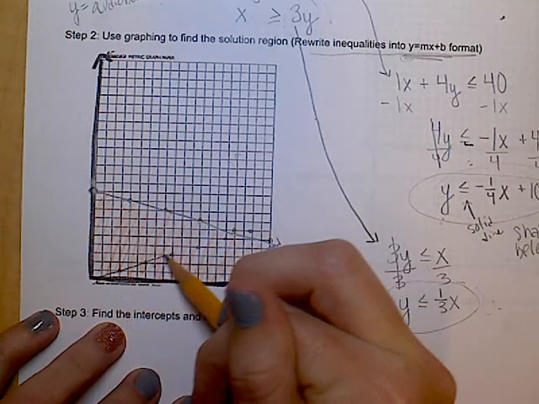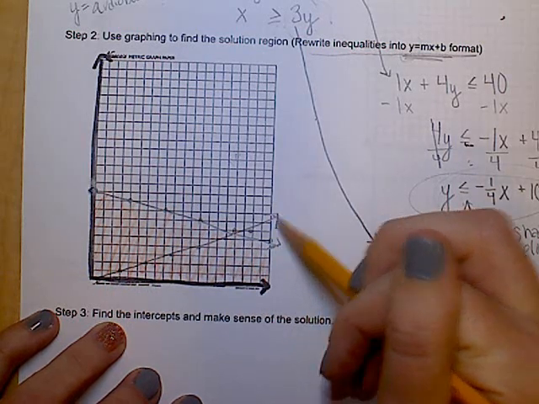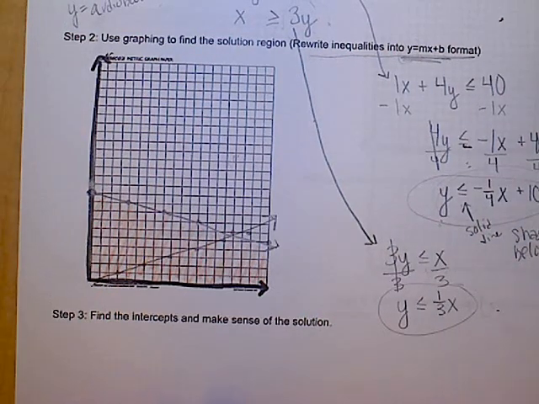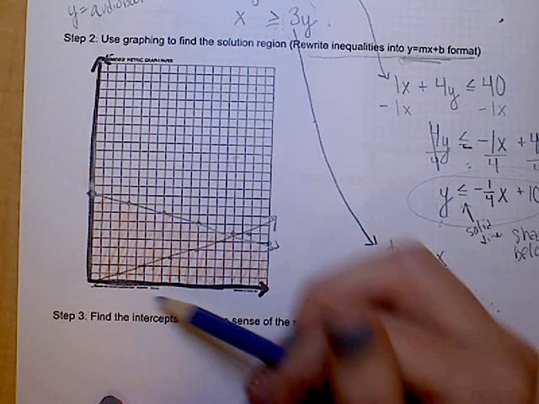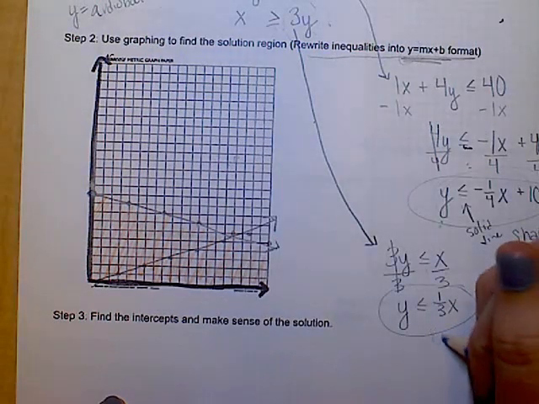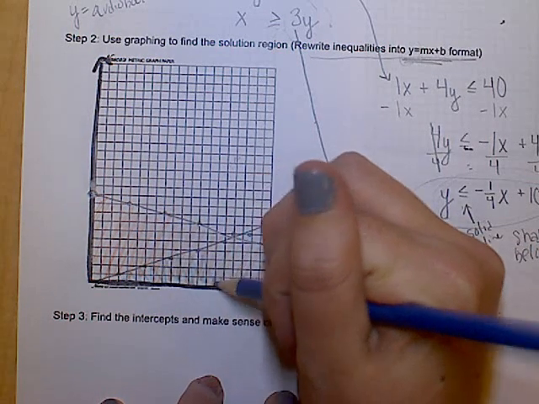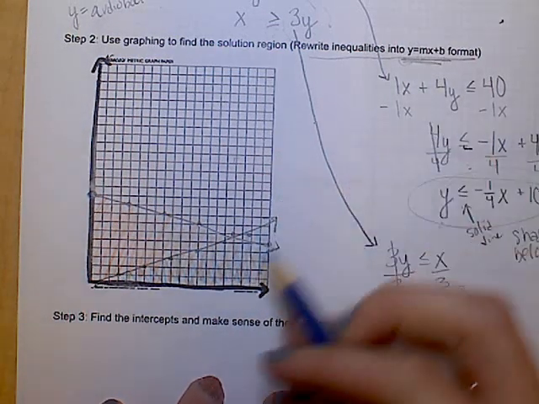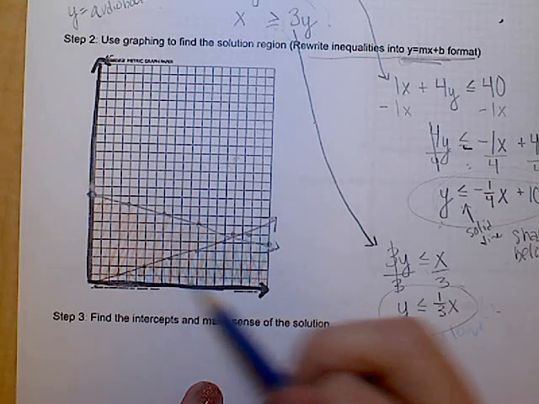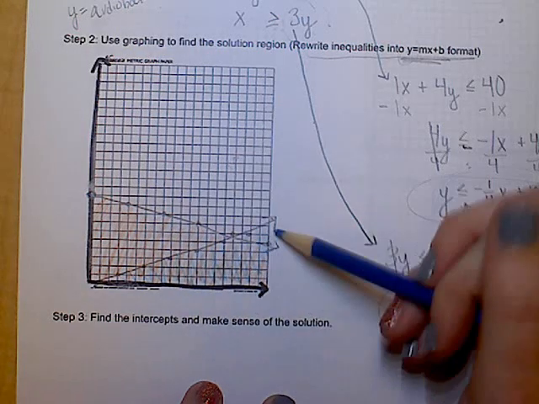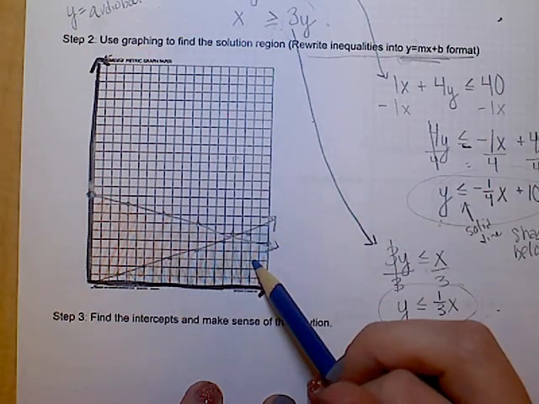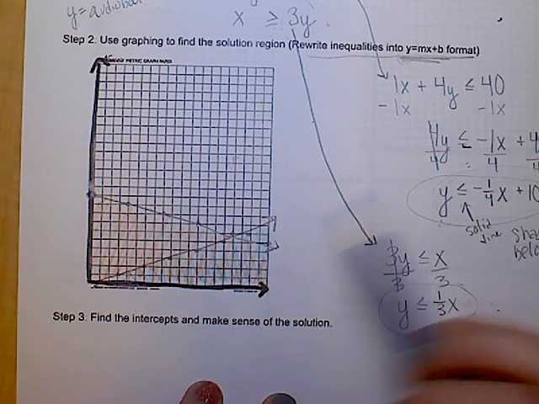And draw my straight line all the way through. And of course, this is also less than or equal to, so I'm also going to shade below. So my intersecting area is down here in this overlapping region. This side's blue, this side's orange. My solution region is down here.